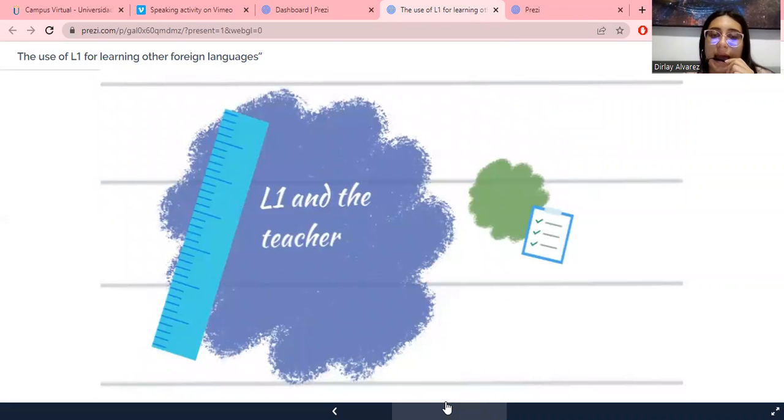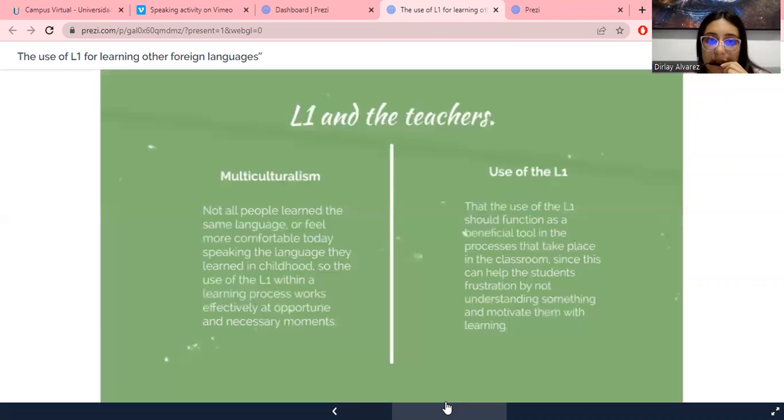Now, the L1 and the teachers. Multiculturalism is a very important factor in the process of learning a foreign language. Not all people learning the same language feel comfortable speaking it; they feel more comfortable speaking the language they learned in childhood. So the use of the L1 within a learning process works effectively at opportune and necessary moments.